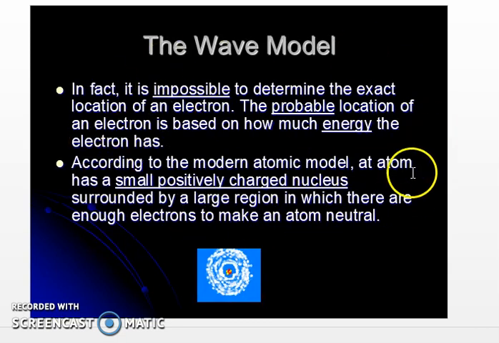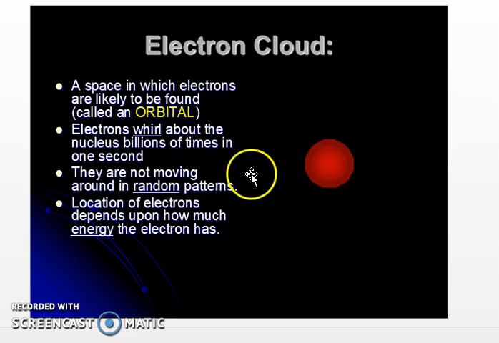So this is kind of reiterating exactly what we've already mentioned. It is impossible to determine the exact location of an electron. We can guess on the probability depending on how much energy that electron has. The closer to the nucleus an electron is, the lower the energy happens to be. As you go further and further away from the nucleus, the amount of energy that electron has is higher and higher. So remember now, an electron cloud is a space where we are most likely to find an electron, now called an orbital, right? The electron is moving around very quickly, and the location depends on the energy.